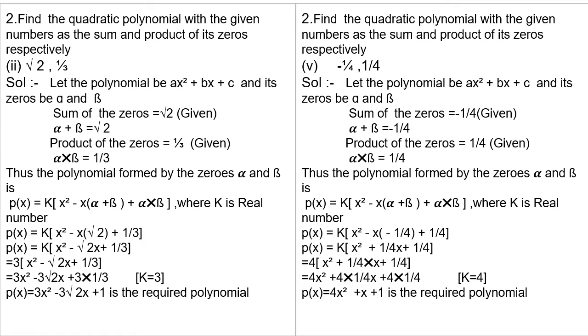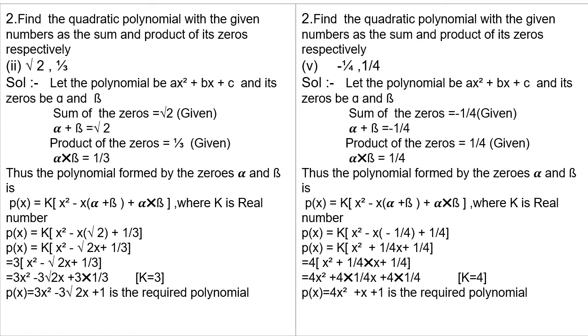Now let us go to the second problem. From that second problem, the second and fifth questions are given here. Find the quadratic polynomial with the given numbers as the sum and product of its zeros respectively. Here observe the statement. What is given here? The sum and product of its zeros respectively are given. Root 2 is the sum of the zeros, 1 by 3 is the product of the zeros. So alpha plus beta is equal to root 2, alpha into beta is equal to 1 by 3.